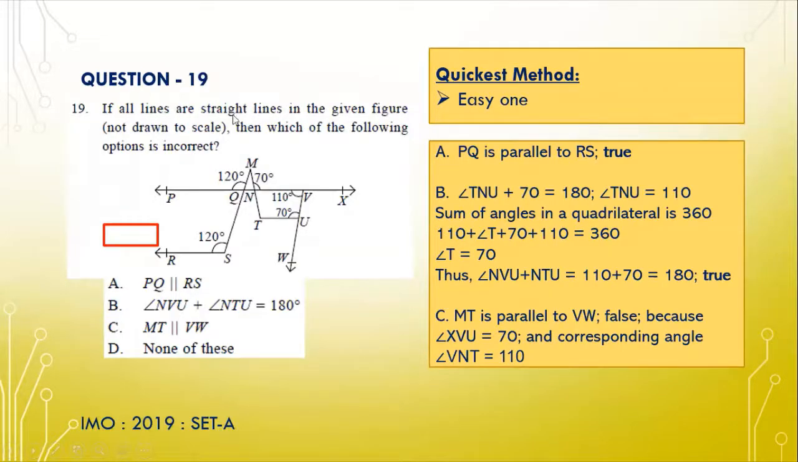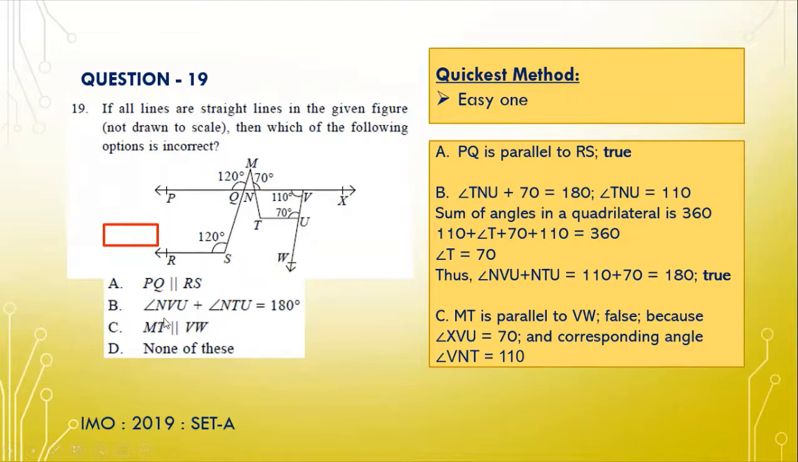If all lines are straight lines in the given figure, not drawn to scale, then which of the following options is incorrect? Option A: PQ is parallel to RS. Is PQ parallel to RS? If this is 120 degrees and this is 120 degrees, then fine, it is parallel to RS. They are corresponding angles.